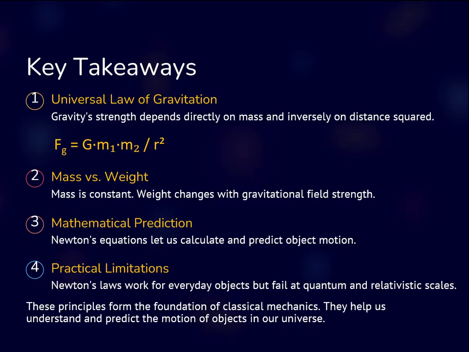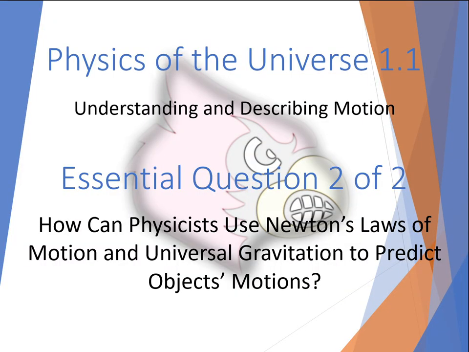Finally, the most powerful takeaway is this: the same laws that govern a pumpkin flying across a field also govern the moon's orbit and the motion of galaxies. The rules of physics are universal, and understanding them gives you the power to predict the future, one parabolic arc at a time. At this point, you should be able to generate a full and appropriate response to today's essential question. How can physicists use Newton's laws of motion and universal gravitation to predict objects' motion?